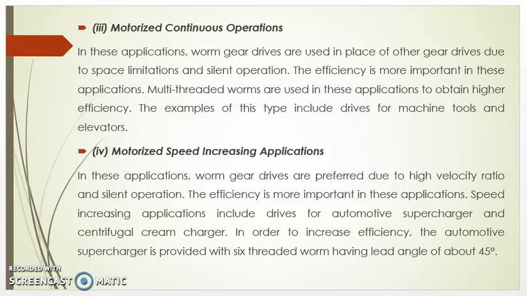Fourth, motorized speed increasing applications. In these applications, worm gear drives are preferred due to high velocity ratio and silent operation. The efficiency is more important in these applications. Speed increasing applications include drives for automotive supercharger and centrifugal cream chargers. In order to increase efficiency, the automotive supercharger is provided with 6 threaded worms having lead angle of about 45 degrees.